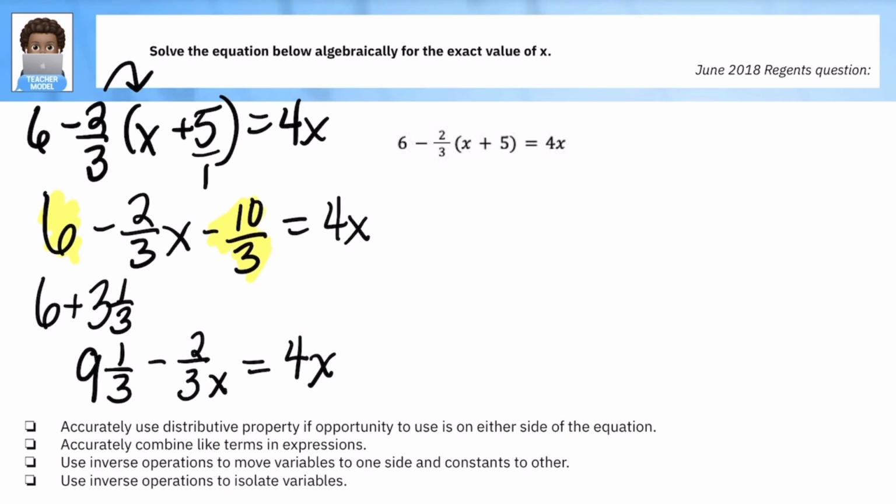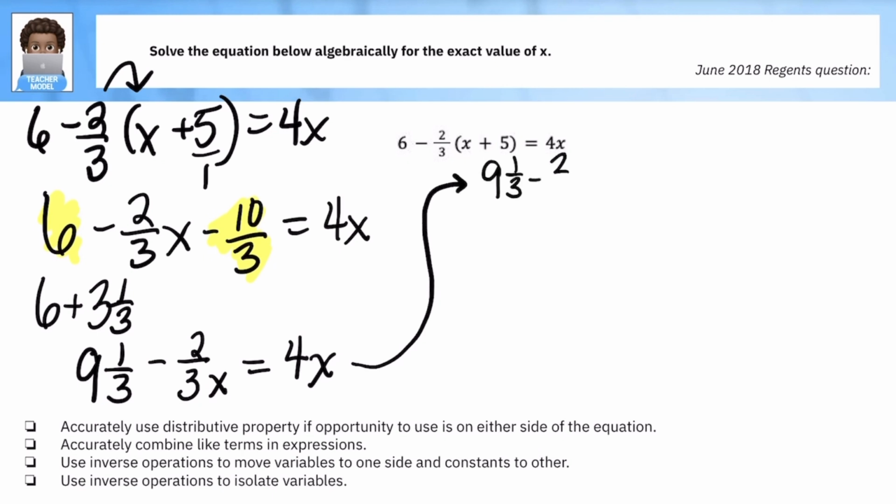Now, so far, looks pretty good, but I have x's on both expressions, so you got to make a choice. Do I want to move this 4x over and end up with a 0 here, or do I want to move the 2/3 over? And that's actually what I'm going to want to do. So I'm going to make myself a little space so you can follow along.